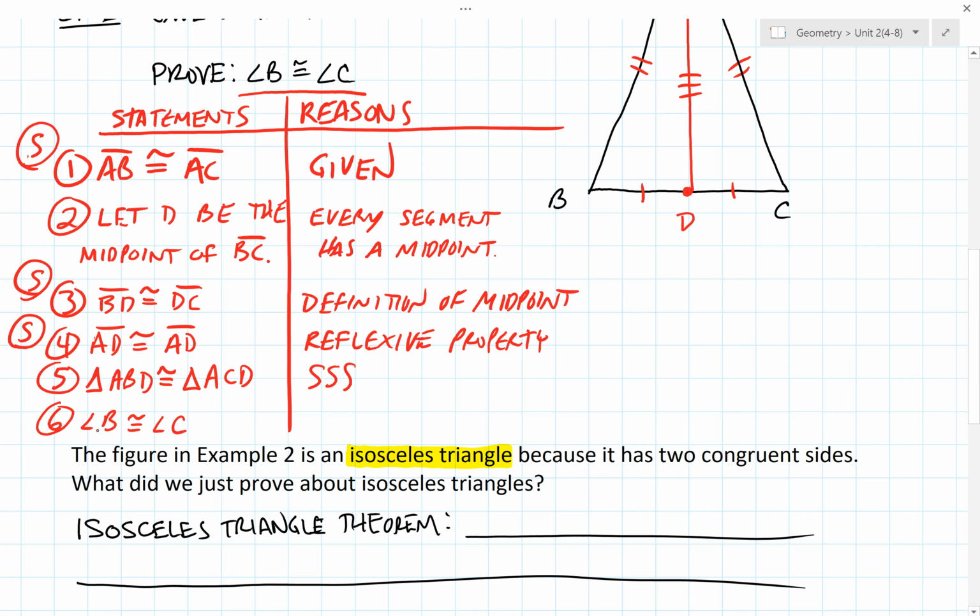No, I already wrote the statement. Since we're saying angle, how do I know that angle B is congruent to angle C? Logan? Corresponding angles of congruent figures are. That's right. B and C are corresponding parts.